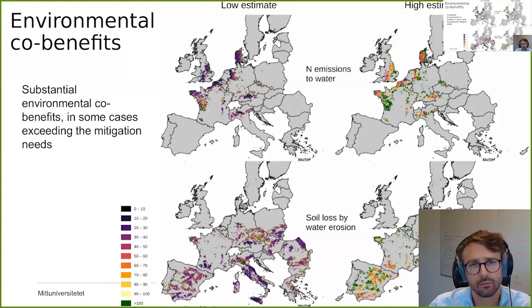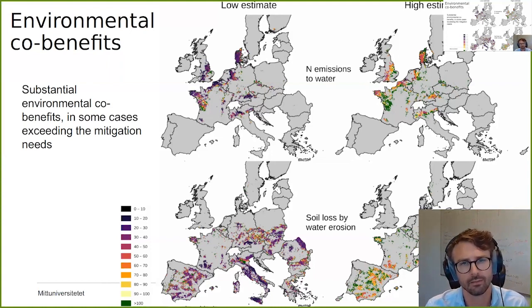In the low estimate, of course, since we introduce grass to a lesser extent, we see fewer areas where we solve the problem of nitrogen emissions to water. But we still see that even in the darkest areas, we are at 20, 30, 40% of the mitigation that is necessary. So we can see a substantial decrease of nitrogen emissions to water.